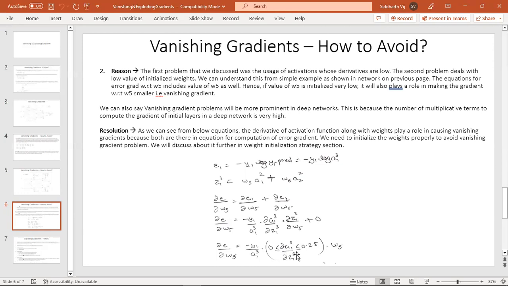The other piece present in this computation is W5, the weight. If we increase or decrease the weight, that will have an impact on the gradients. If we keep the value of weights very low, that can also cause the vanishing gradient problem. That is reason two, and it can be overcome by using proper weight initialization strategies, which we will discuss in later sessions.